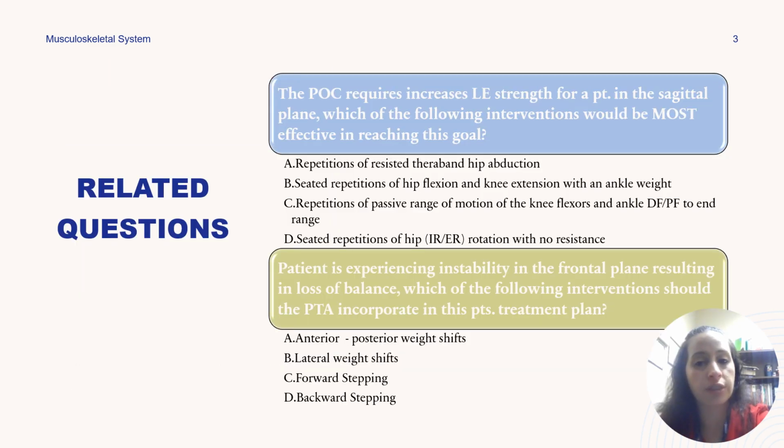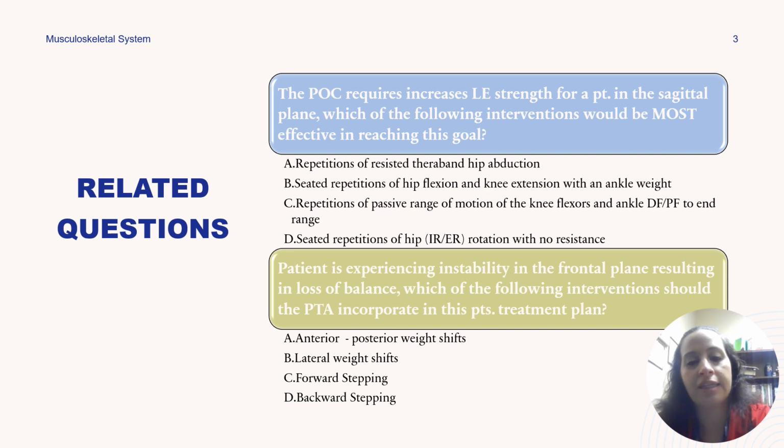So I provided you these questions to kind of show you what I mean, right? So the first question says, the plan of care requires increases in lower extremity strength for a patient in the sagittal plane. Which of the following interventions would be the most effective in reaching this goal? So there's two things that I would look for in this question. Number one, when I'm reading through the choices, which of those motions or exercises are happening in the sagittal plane? And that means that you have to understand that the sagittal plane goes back and forth, and you're looking at motions that go back and forth.